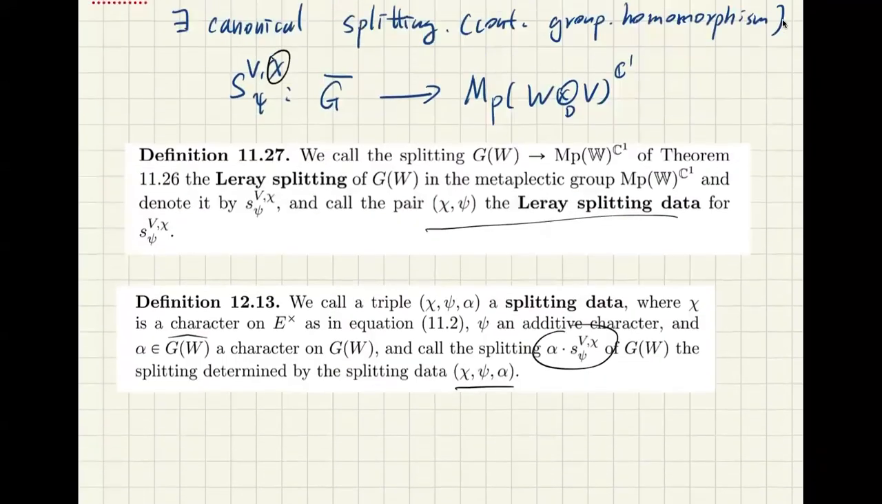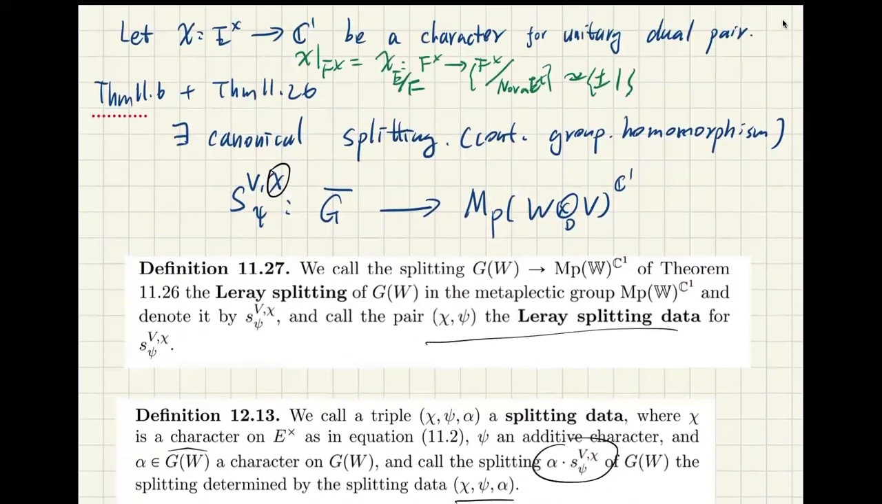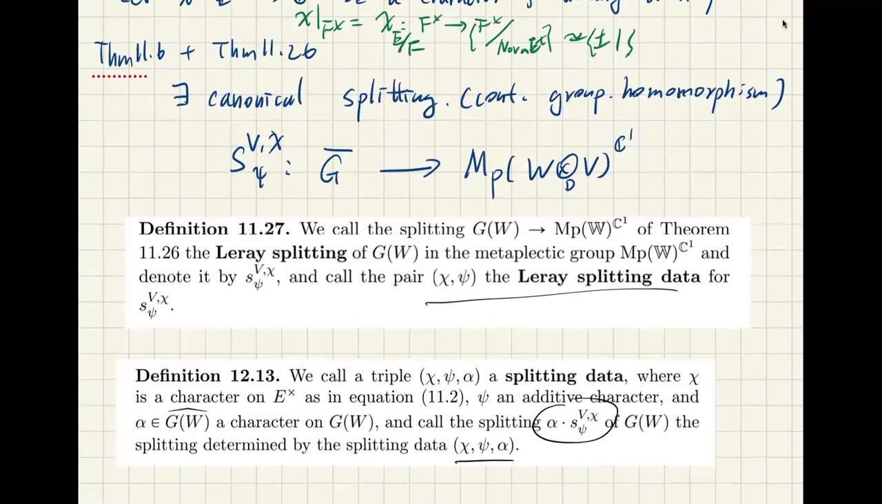Yes. What's the dependency on this kind of stuff? I suppose you have many choices. Yeah, you have many choices. Basically your psi can change. If you replace psi by a psi, then this chi will become a square chi, something like that. And alpha is an arbitrary character.